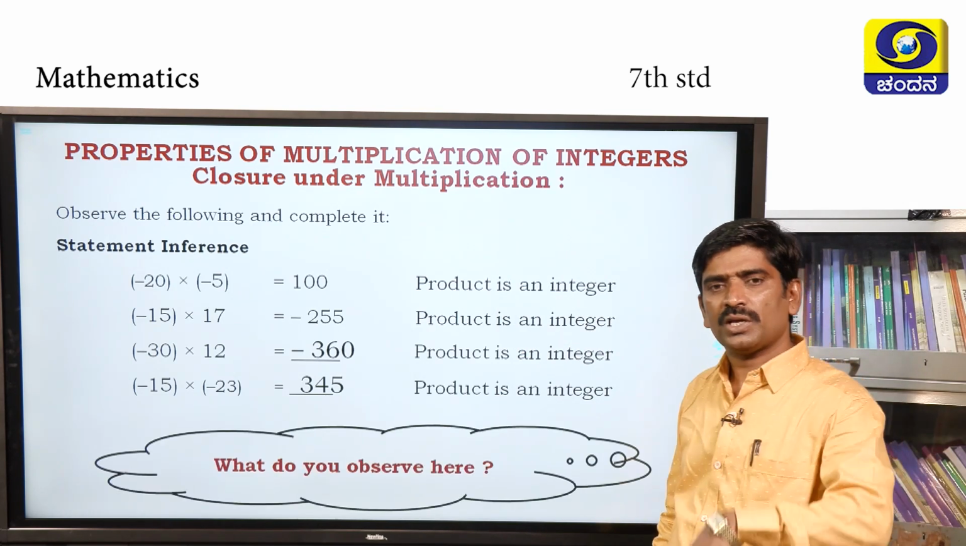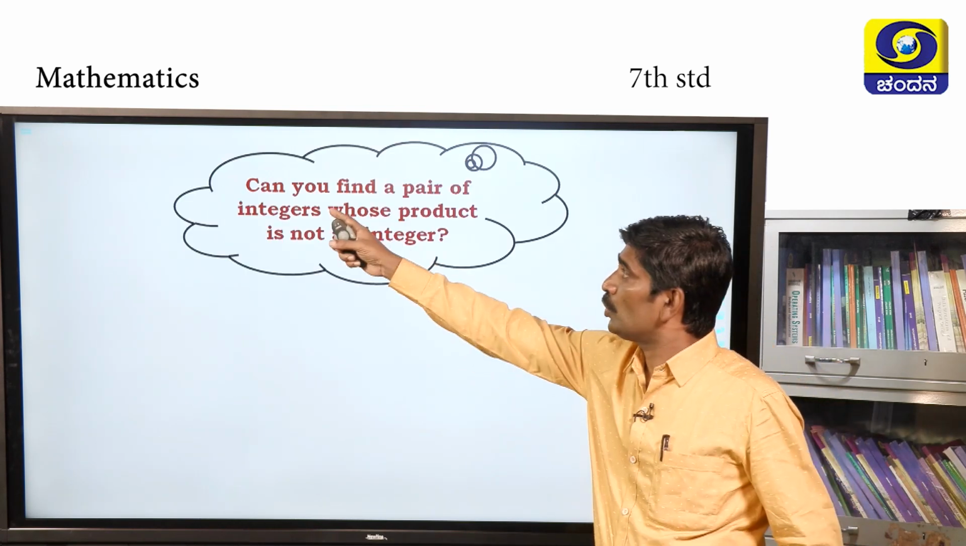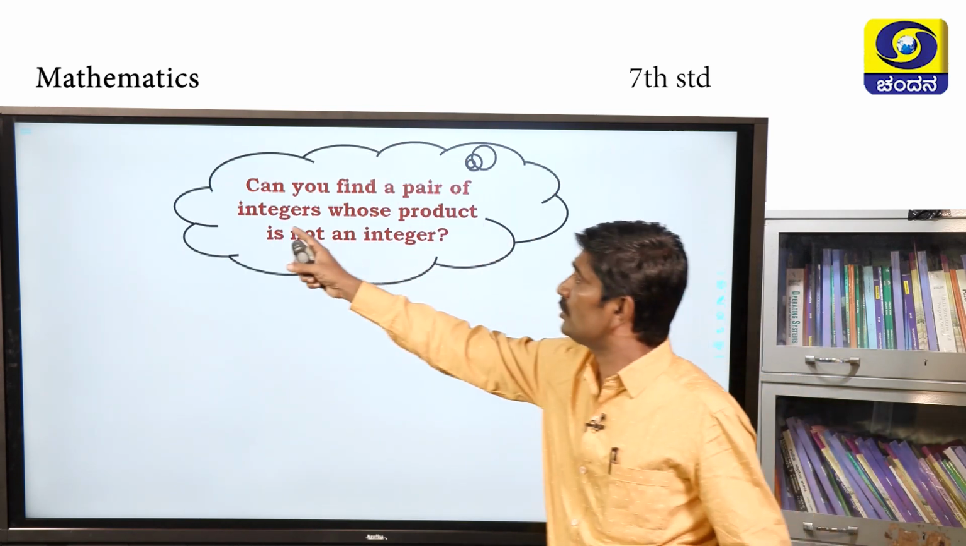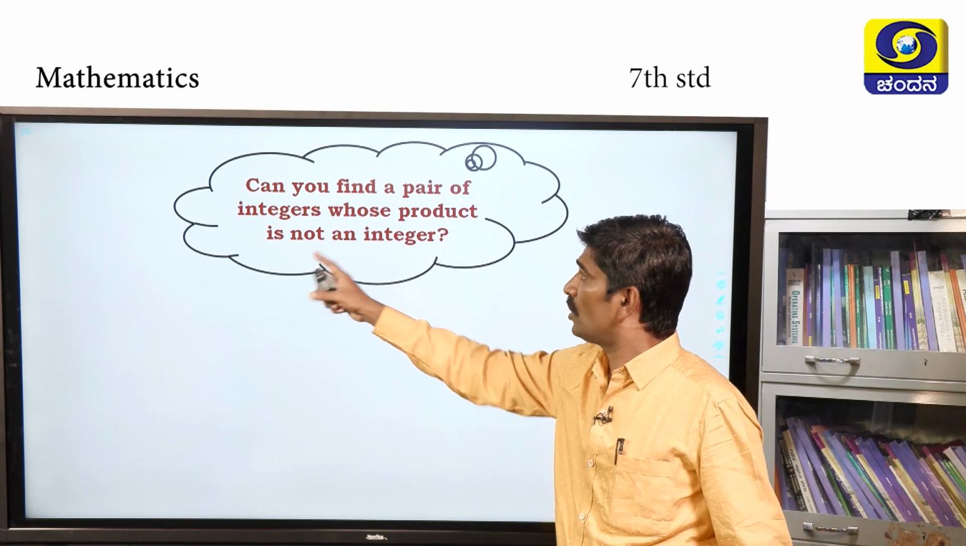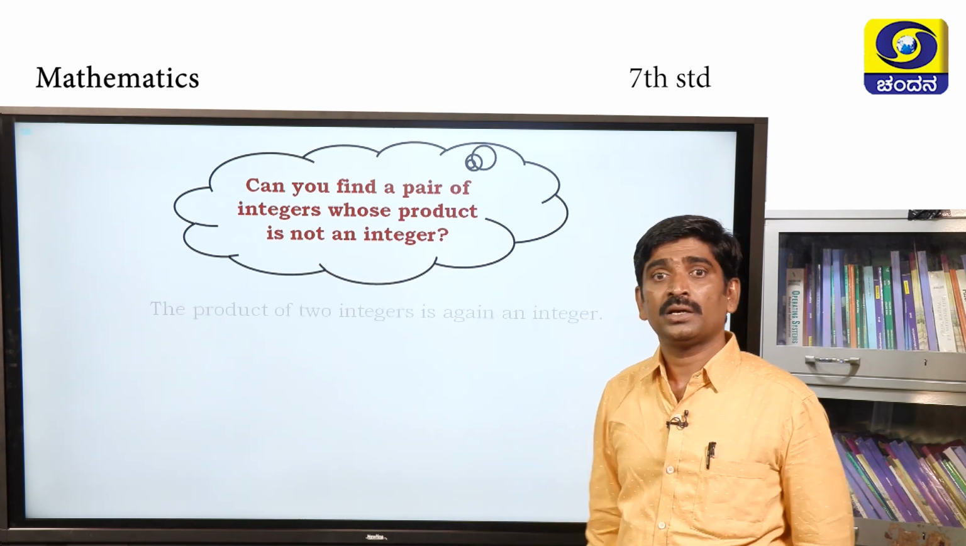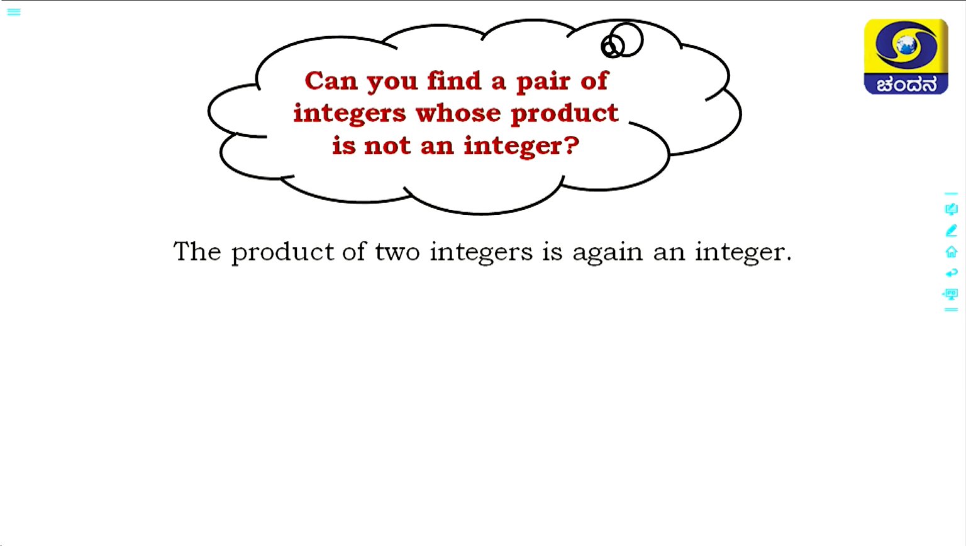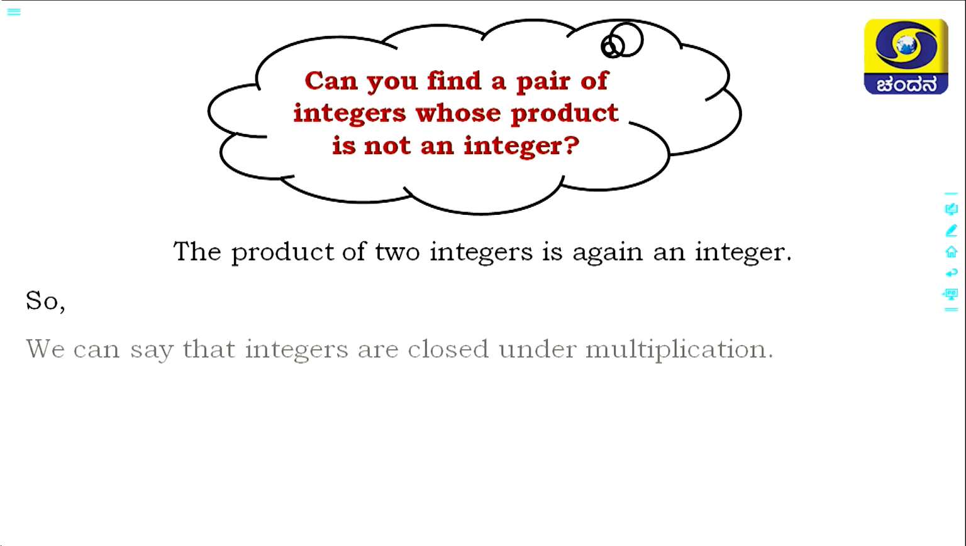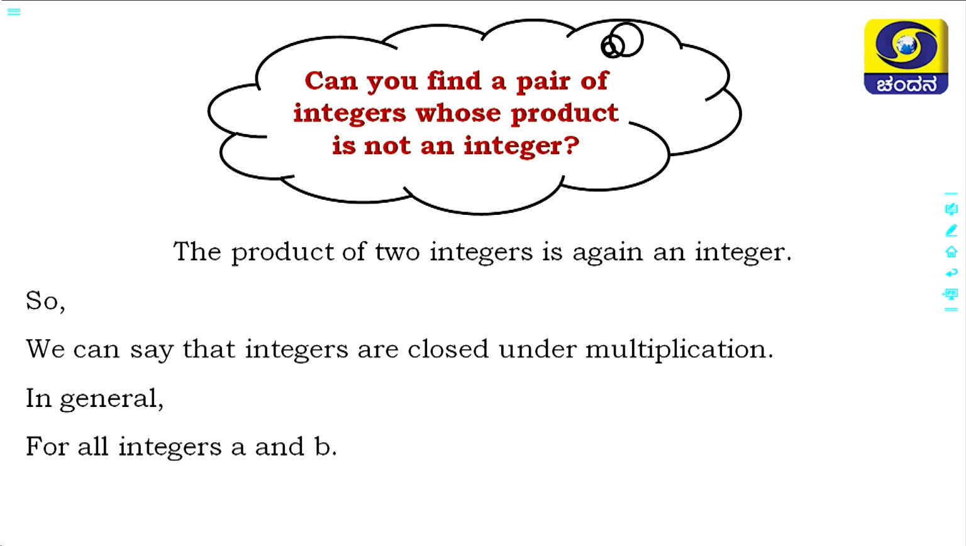What do we observe here? Can you find a pair of integers whose product is not an integer? No, all are integers. Then the product of two integers is again an integer. So we can say that integers are closed under multiplication. In general, for all integers a and b, a into b is an integer.